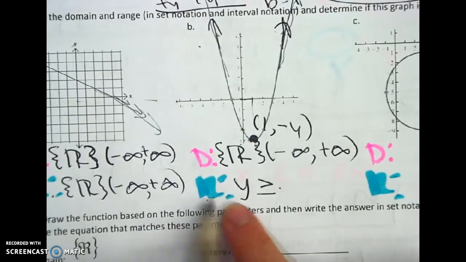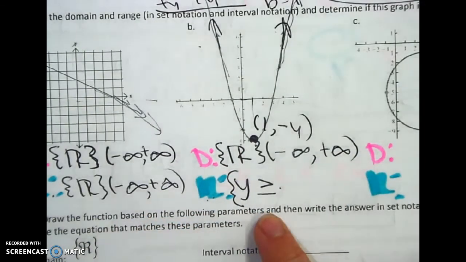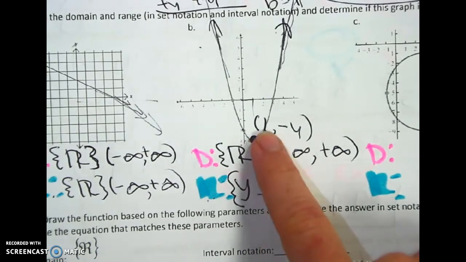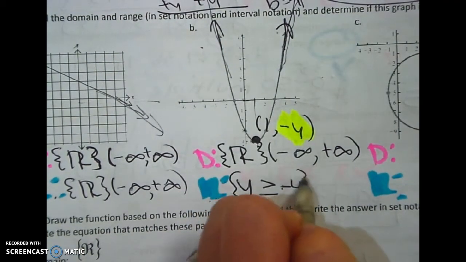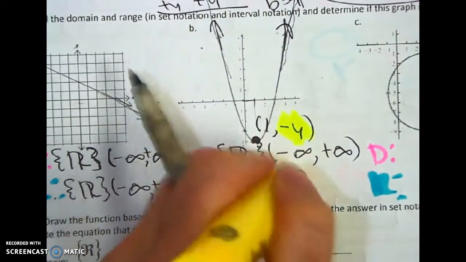Now, when I'm dealing with range, set notation, range has to do with your y. So I don't care about the x value for my range. I care about the y value for my range. Boom, that's -4. Okay, so that's where the -4 came from.